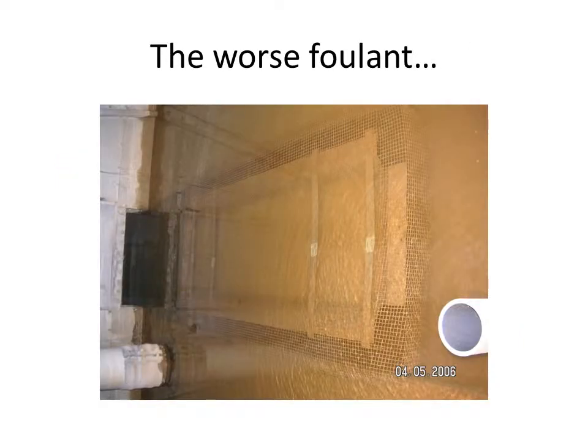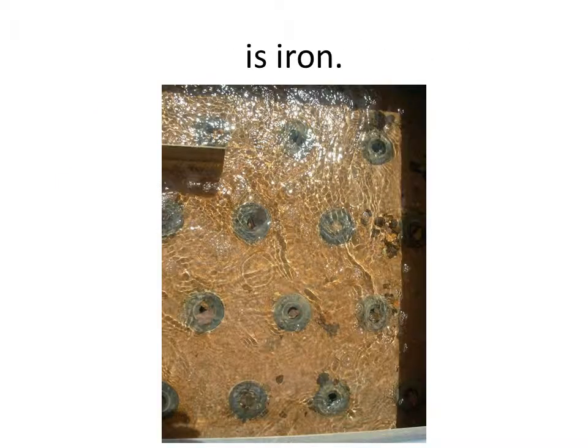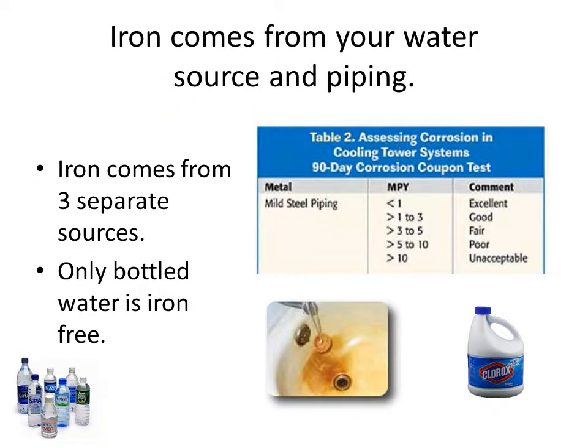The nasty one is iron. Your incoming water probably has iron in it. Your municipality chlorinates the water, which adds more iron from the piping. Even with chemical treatment, 5 mils per year with a corrosion rate can be a lot of iron coming into your system.